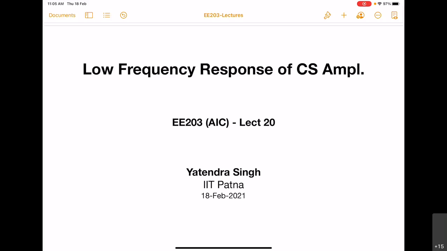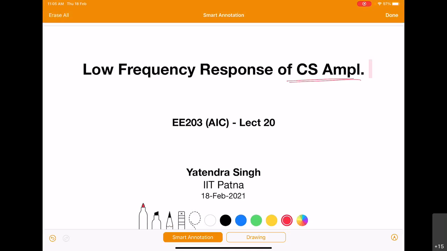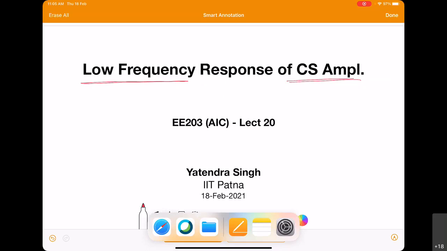In this lecture, we will study the common source amplifier, but this time we will talk about how the voltage gain varies for low frequency. And you can recall that in the last lecture, we discussed the voltage gain of the common source amplifier for high frequency.